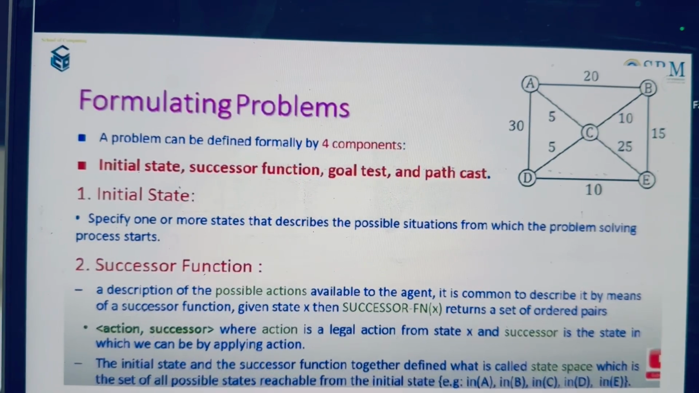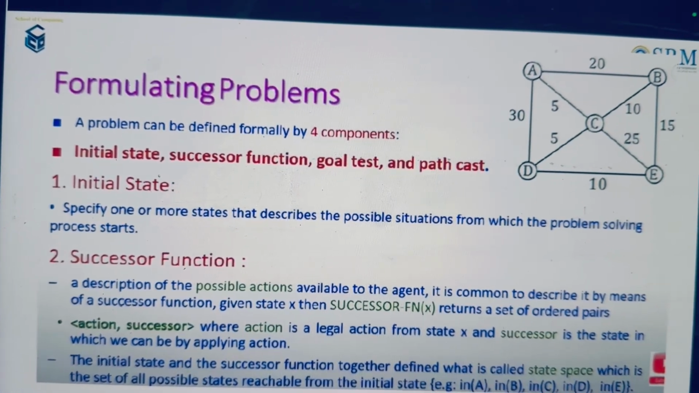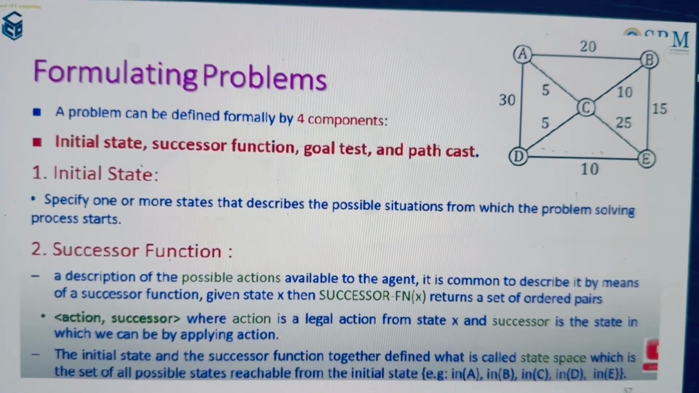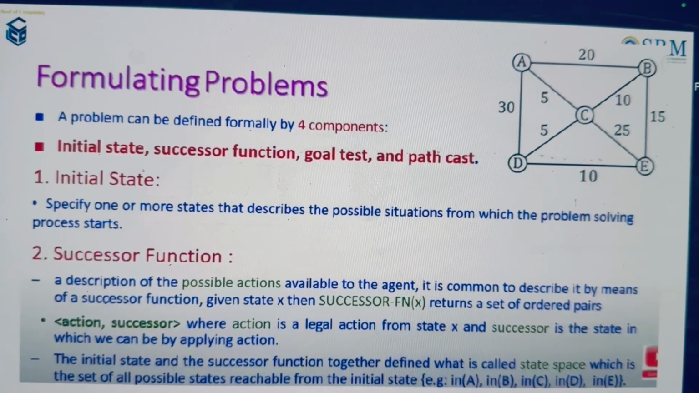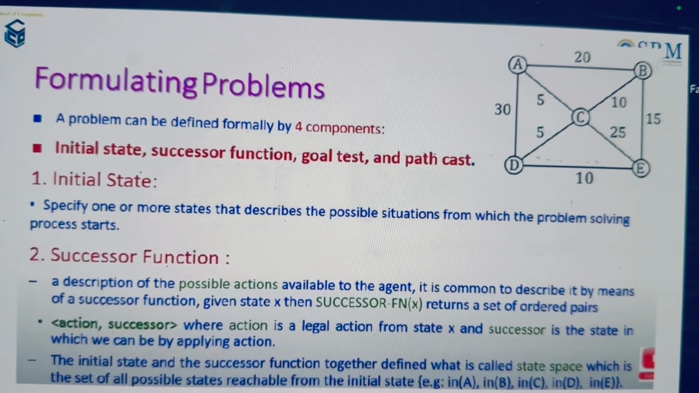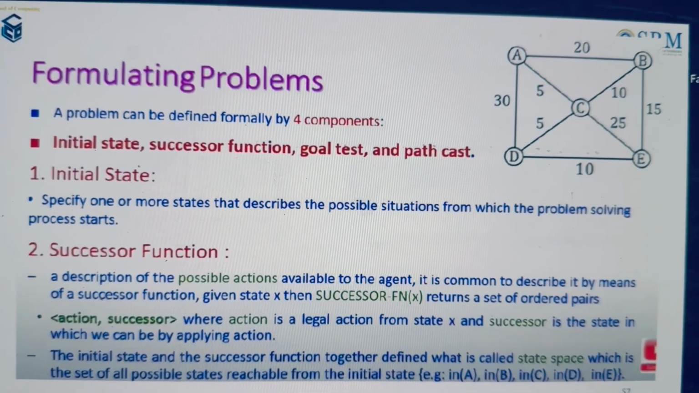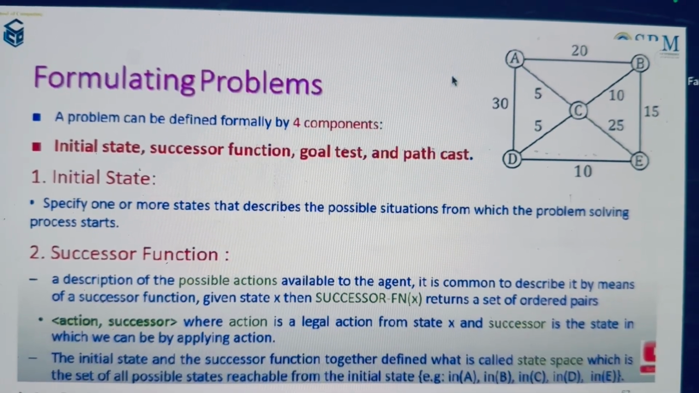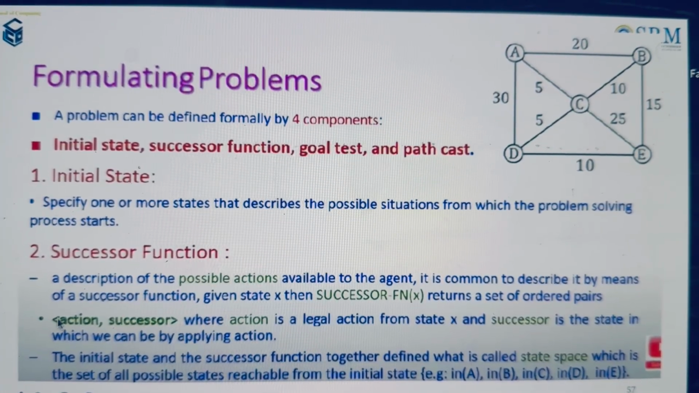All possible next states. Okay. So you already said from the initial state, what is the thing you are going to follow for the next step? It is all possible states from the initial state that lead to the next state. That is the successor function. For example, a successor function can have two fields. One is action, another one is successor.